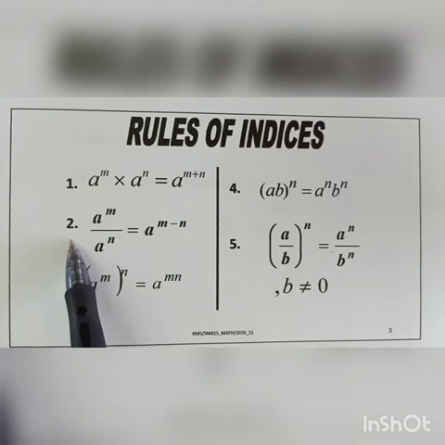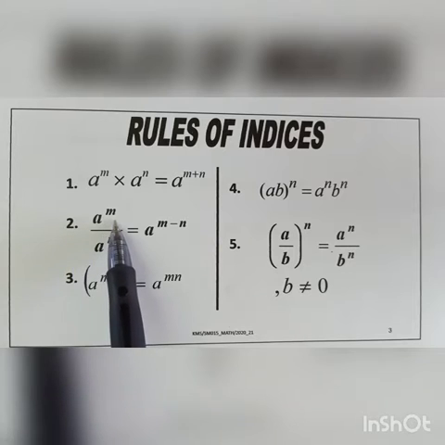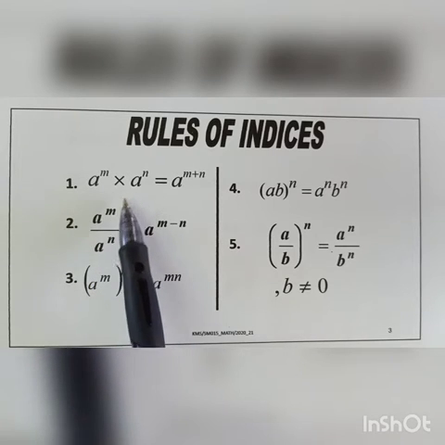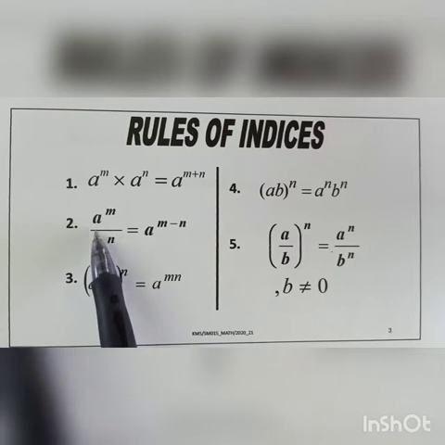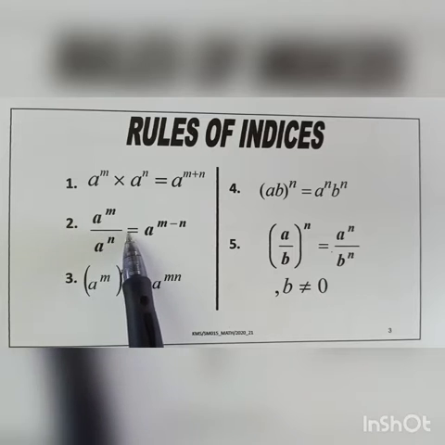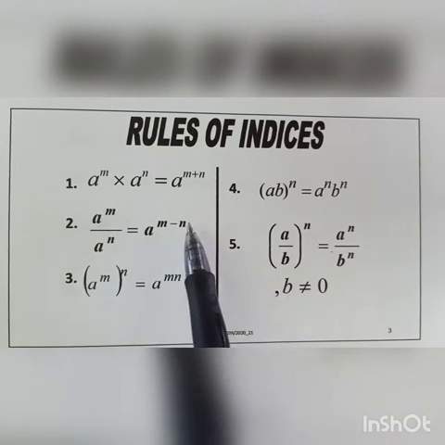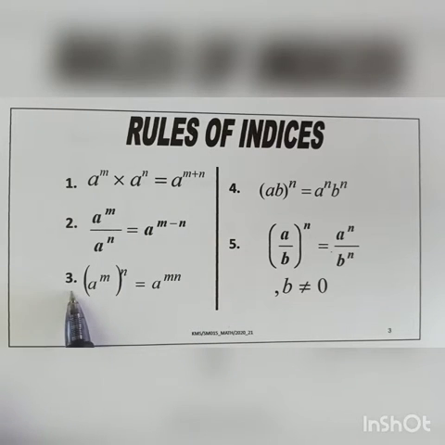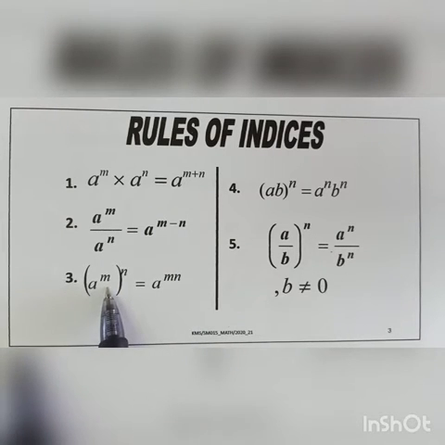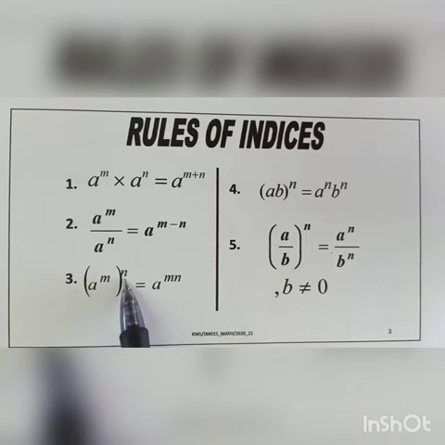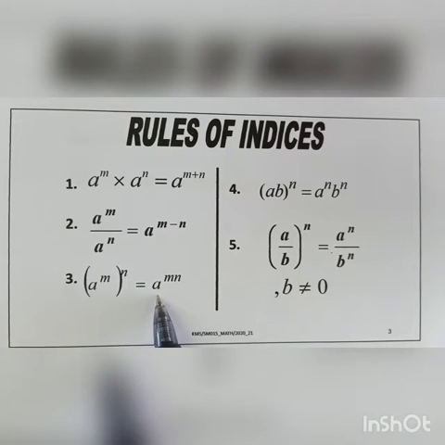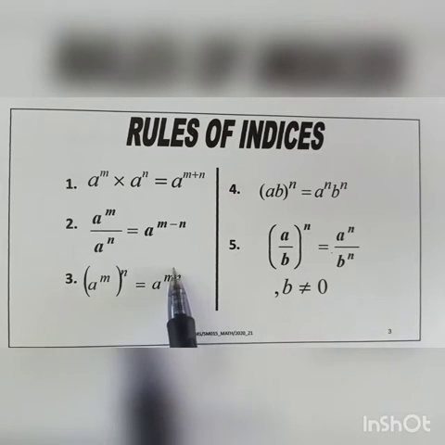For rule number 2, a power of m divided by a power of n. You can see that the same goes as rule number 1. They have the same bases, but the operation is division, so we minus the power. For rule number 3, a power of m, power of n again. This is equal to a to the power of m times n.